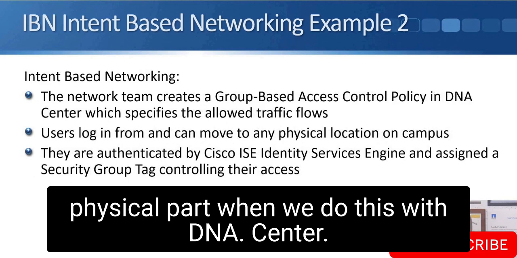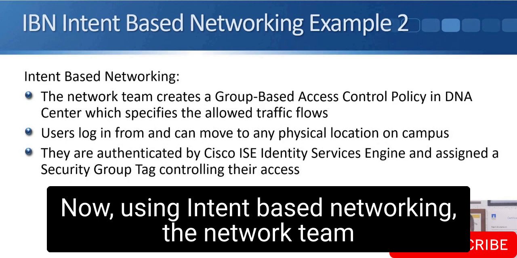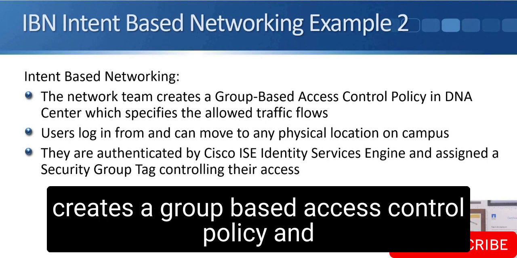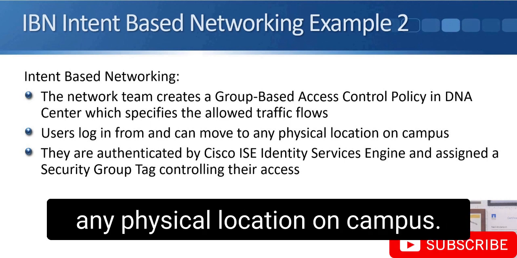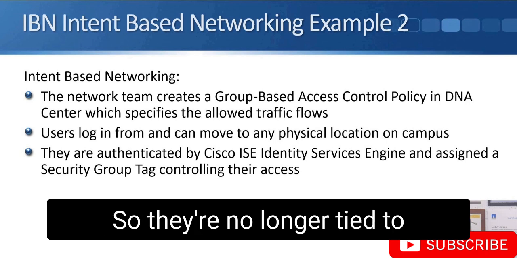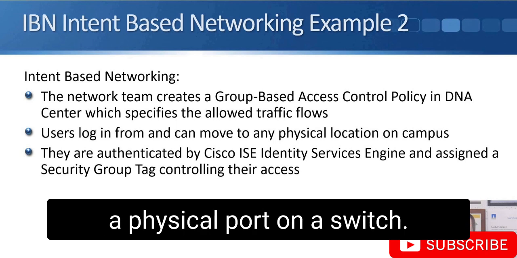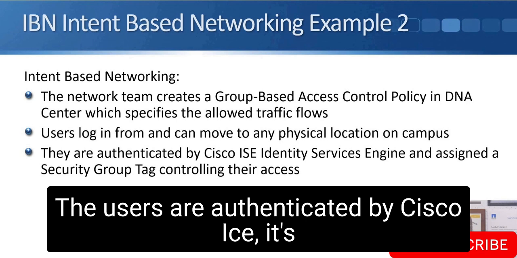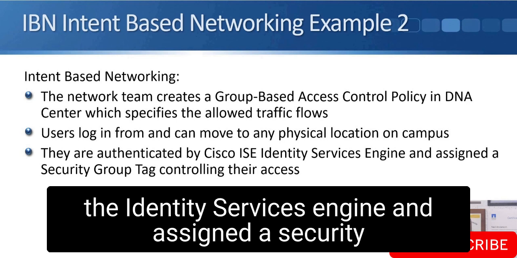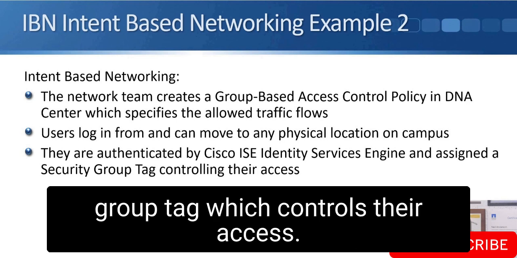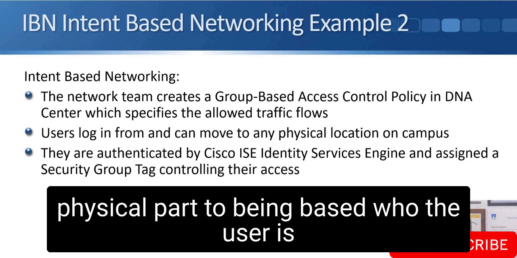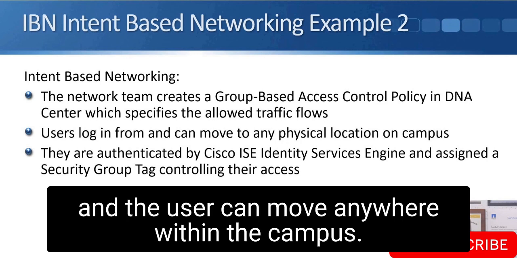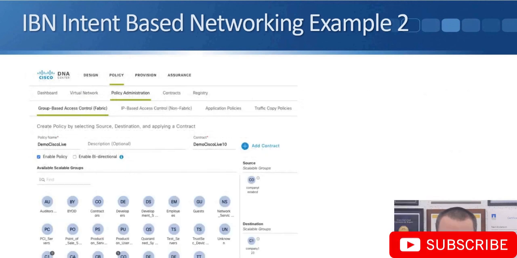When we do this with DNA Center now using intent-based networking, the network team creates a group-based access control policy in DNA Center which specifies the allowed traffic flows. Users log in from and can move to any physical location on campus, so they're no longer tied to a physical port on a switch. The users are authenticated by Cisco ISE, that's the Identity Services Engine, and assigned a security group tag which controls their access. So this moves away from being based on the physical port to being based on who the user is, and the user can move anywhere within the campus.